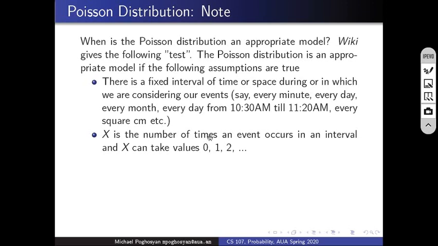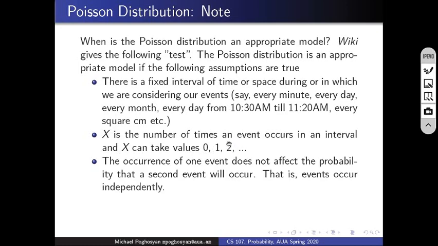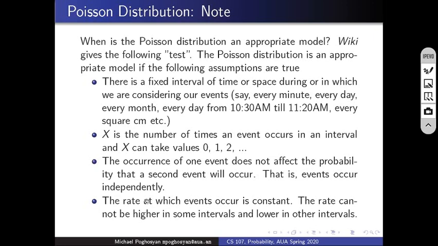X is the number of times an event occurs in that interval, and X can take values from 0 to plus infinity, any non-negative integer values. The occurrence of one event does not affect the probability that the second event will occur. So the events occur independently. This is the independence assumption. And finally, the rate at which events occur is constant.